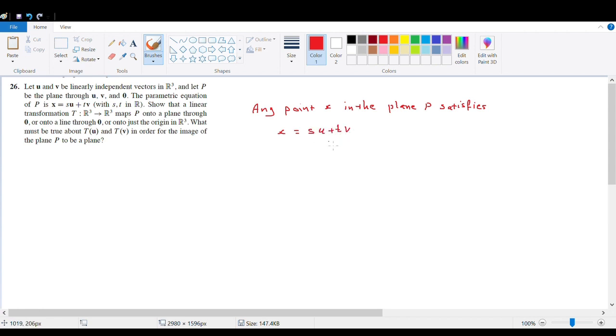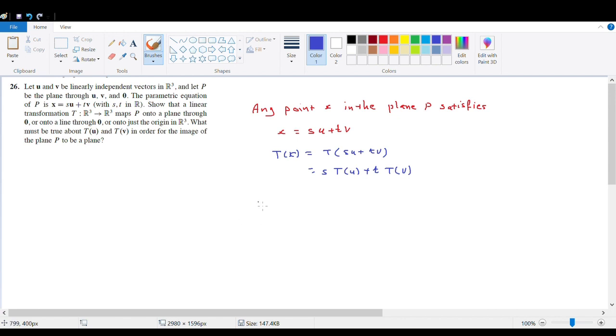And we know that the transformation is a linear transformation. So if we apply the transformation here, T(x) is equal to T(su + tv), which is equal to sT(u) + tT(v). So now, since this transformation is linear, the set of images will be the span of T(u) and T(v).